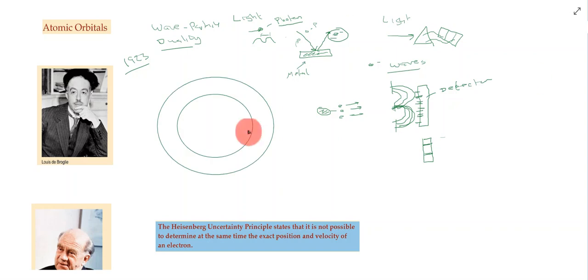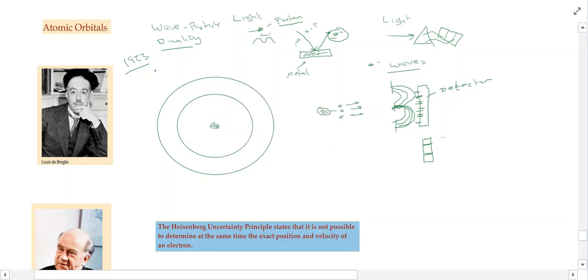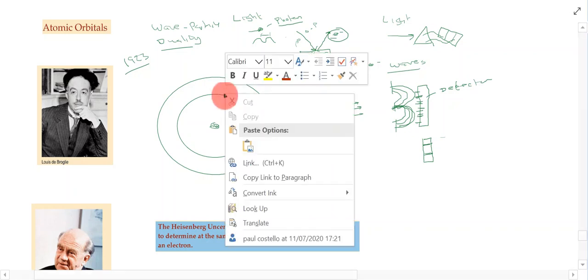So if we think about this whole effect and how it applies to the atom and to the electrons in the atom, imagine we have an atom like this, and as per the Bohr model, we have these energy levels, n equals 1, n equals 2, etc. And this here is the nucleus. This is what was known as the planetary model.